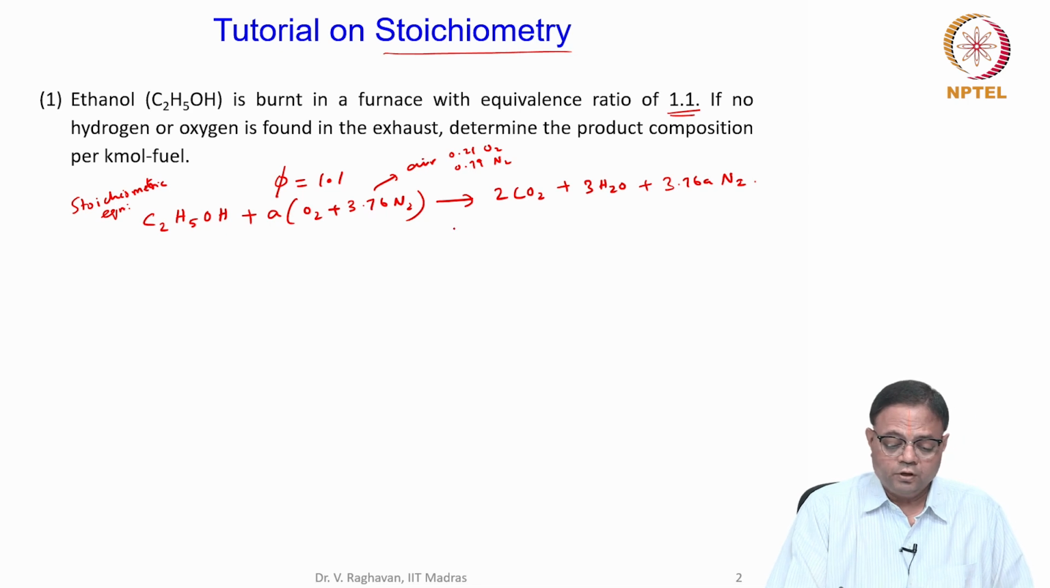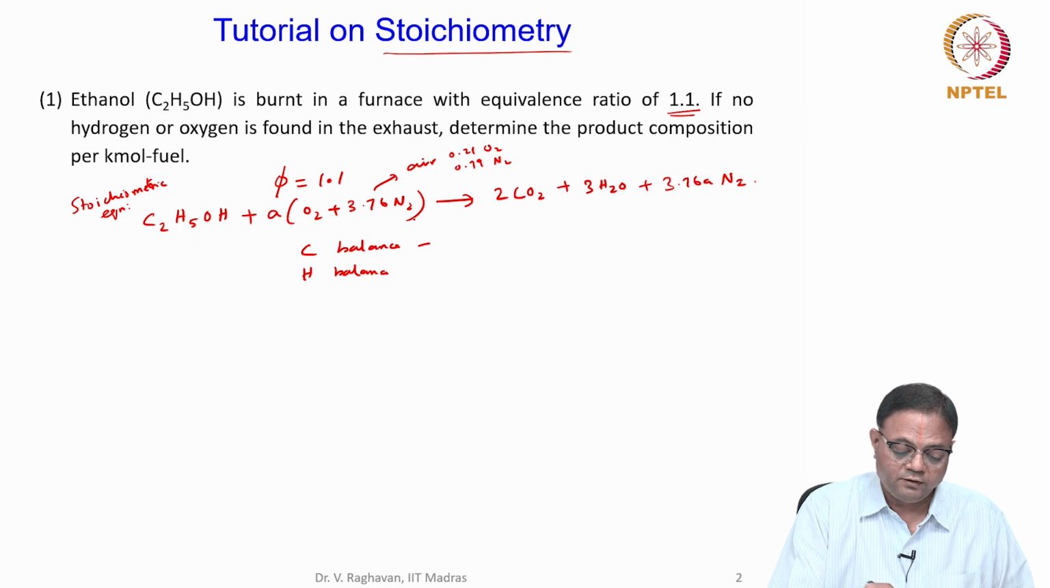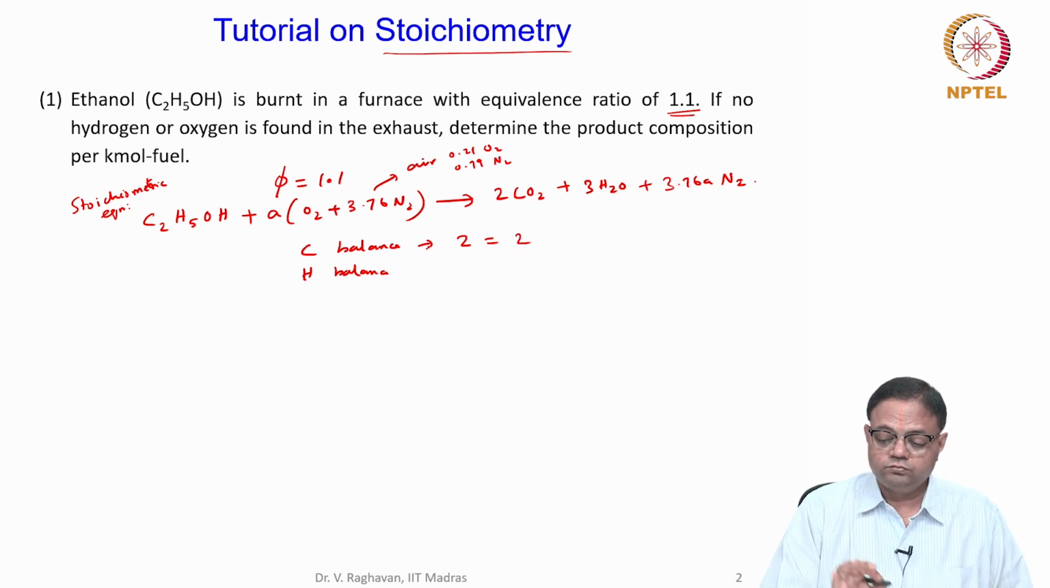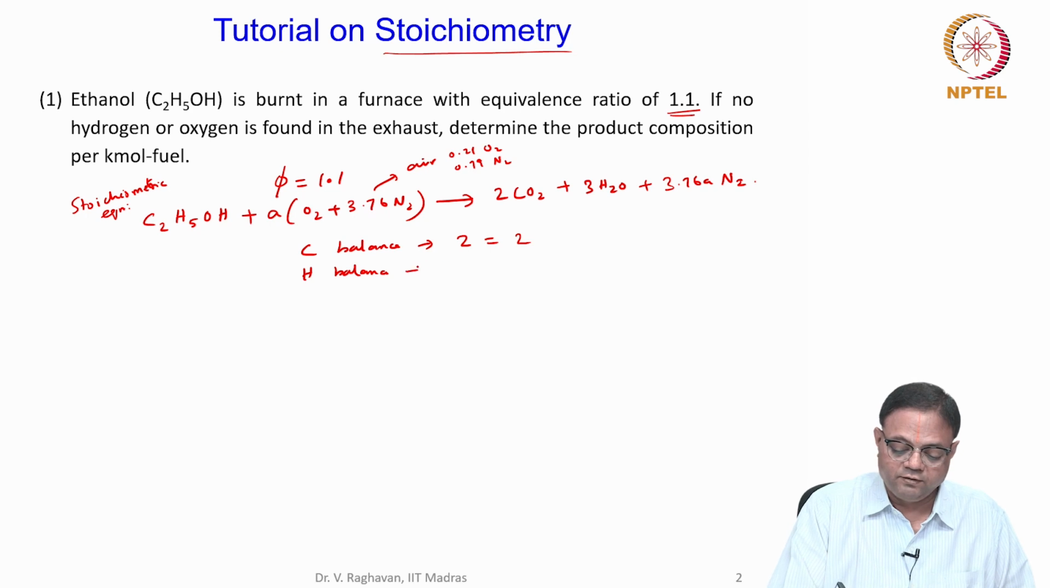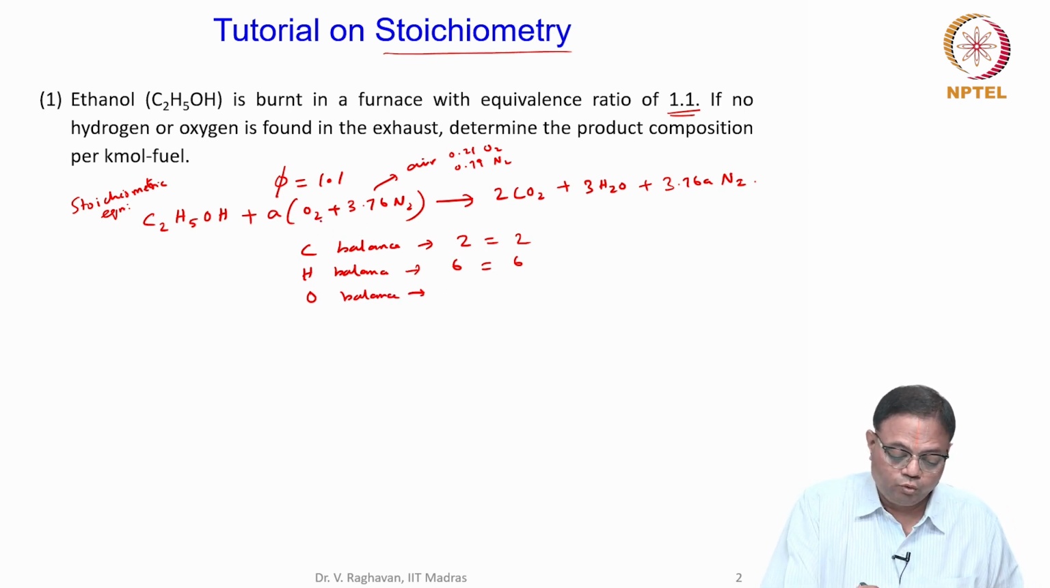So by C balance, H balance, etc., I can do. So what is C balance? In the left hand side, 2 atoms of C are there. In the right hand side, I get 2. That is the balance. Similarly, H balance, you can easily see that in the left hand side, 6 atoms of hydrogen, and right hand side also is 3 into 2, 6. That is it. So now you do the O balance, you will see that 2 into A.